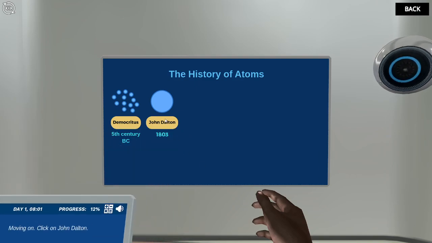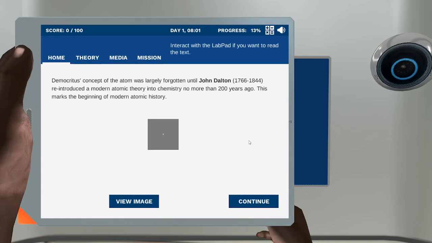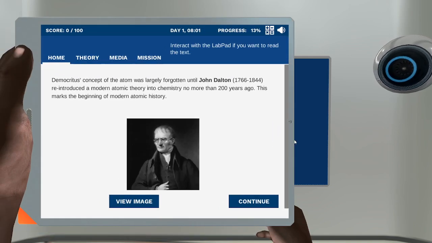Moving on, click on John Dalton. Democritus' concept of the atom was largely forgotten until John Dalton reintroduced a modern atomic theory into chemistry no more than 200 years ago. This marks the beginning of modern atomic history.